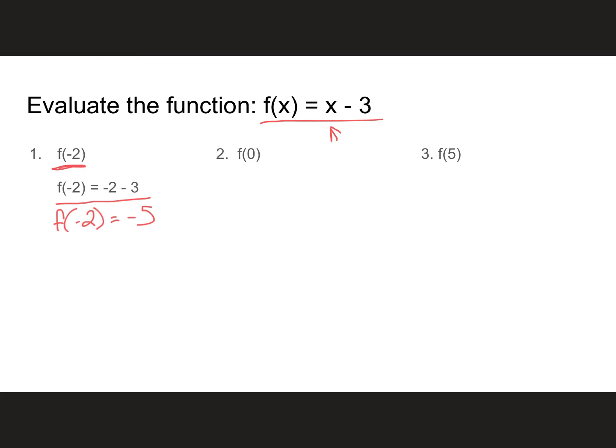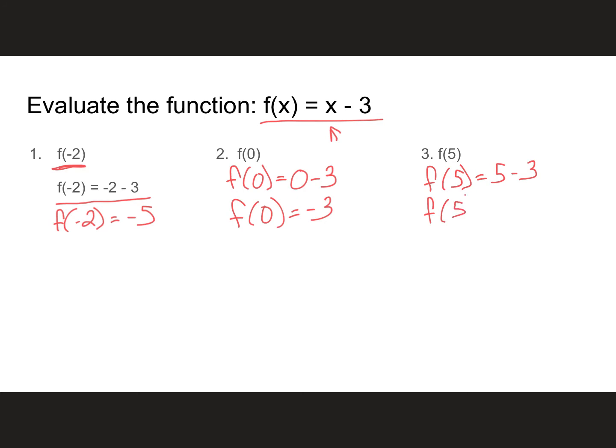We'll do the same thing if we have f of 0. We're going to say f of 0 equals 0 minus 3. So we know that f of 0 equals negative 3. We do the same thing over here with f of 5. f of 5 equals 5 minus 3. So f of 5 equals 2. Nice and simple. All we're doing is finding the value of the function.